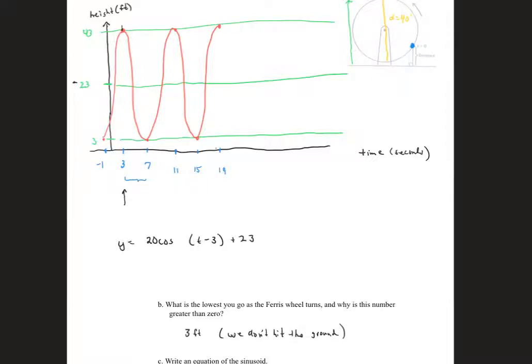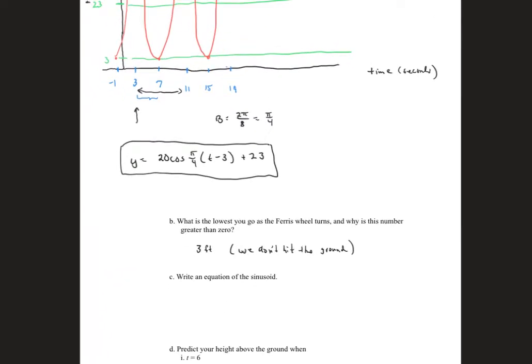And now the hard part is always figuring out what our b is. Remember, we normally say that the b is going to be our natural period divided by the actual period. And since our actual period, the distance from a high point to a high point, is 8 seconds, that means our b is going to be pi over 4. So this is our equation. This is one equation, it's not the only one, for our sinusoidal. So that's our answer to part C.